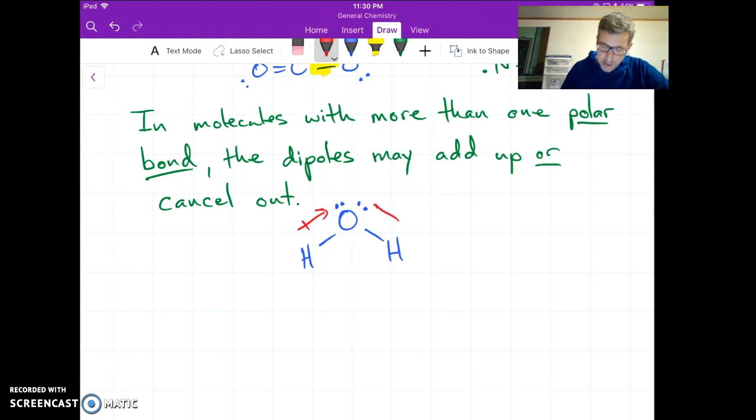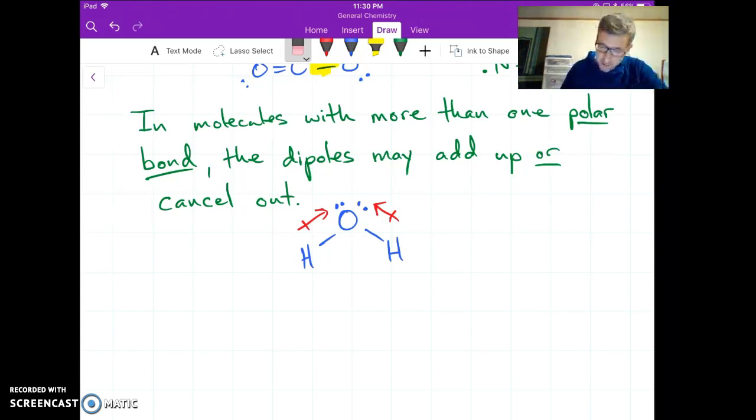And the dipoles should always be drawn parallel to the bonds. It doesn't matter whether they're above or below. You know, you could draw them down here. But it doesn't matter if they're above or below the bond. They just need to be parallel to the bond. All right, so I have one going up and to the right, and one going up and to the left.